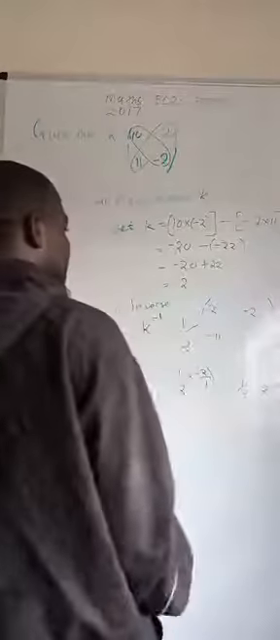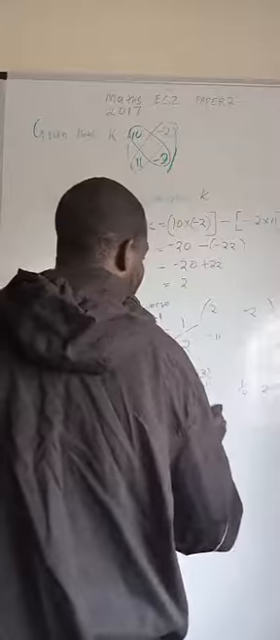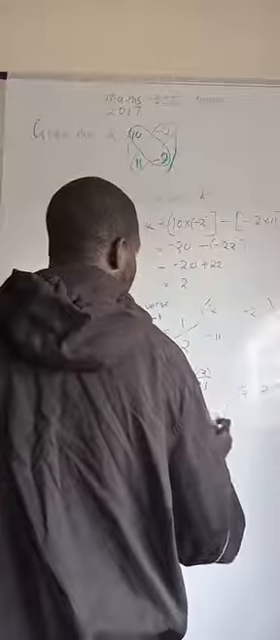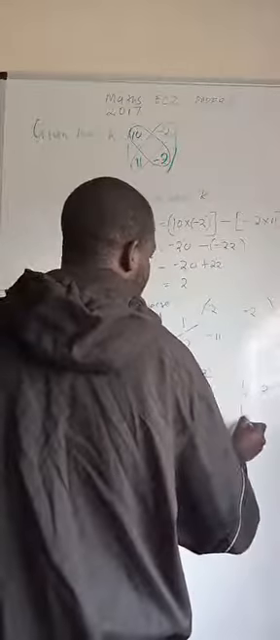What do you have? That is half times negative 2 over 1. Again, this half times 2. You say half times 2. Are you understanding? Half times negative 11 over 1. Half times 10.